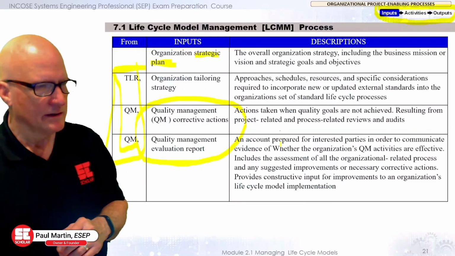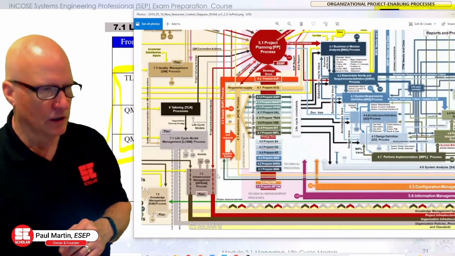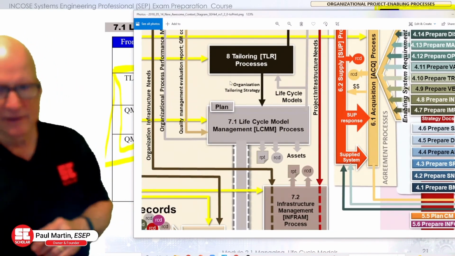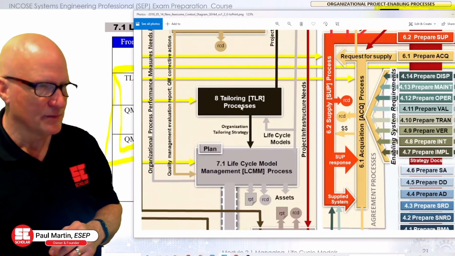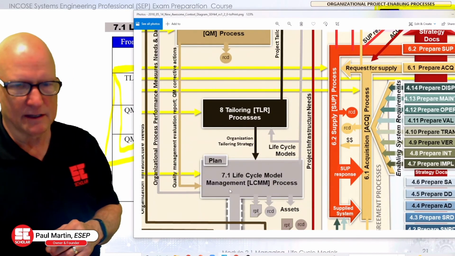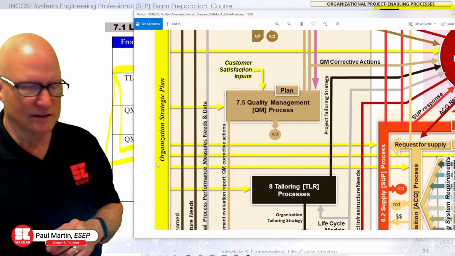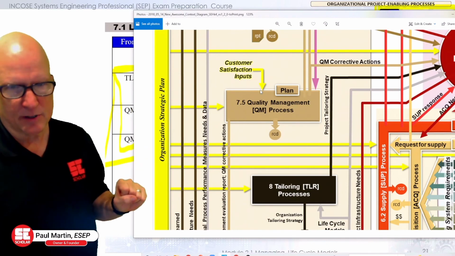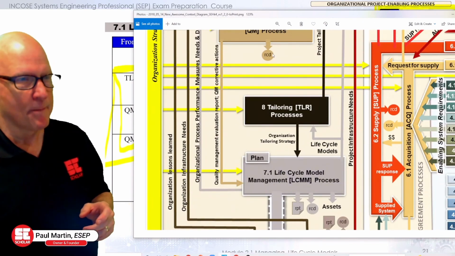All right. Now, let me just real quick, I'm going to go real close so that you can see where these things are coming from. All right, we have the organizational strategy here coming from tailoring. And over here, quality management, which is up here, actually has a bunch of corrective actions and stuff to support the life cycle model processes. And of course, the organizational strategic plan is the input for all these project enabling processes. So you'll always see that as an input over here. All right.